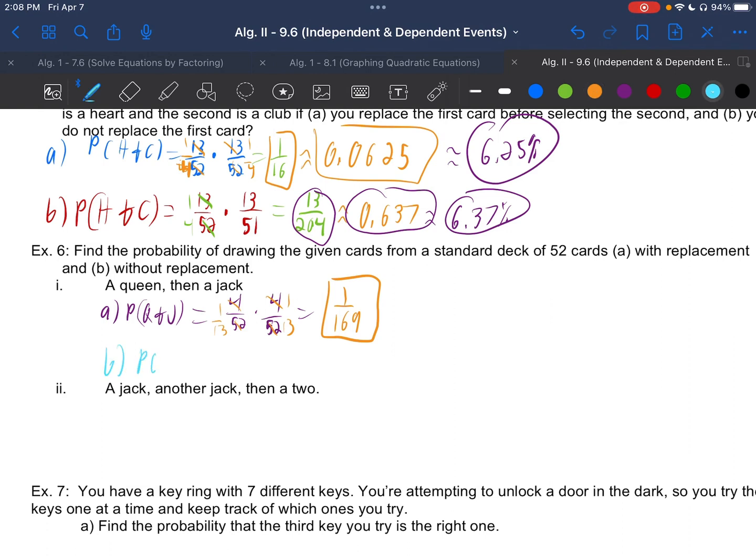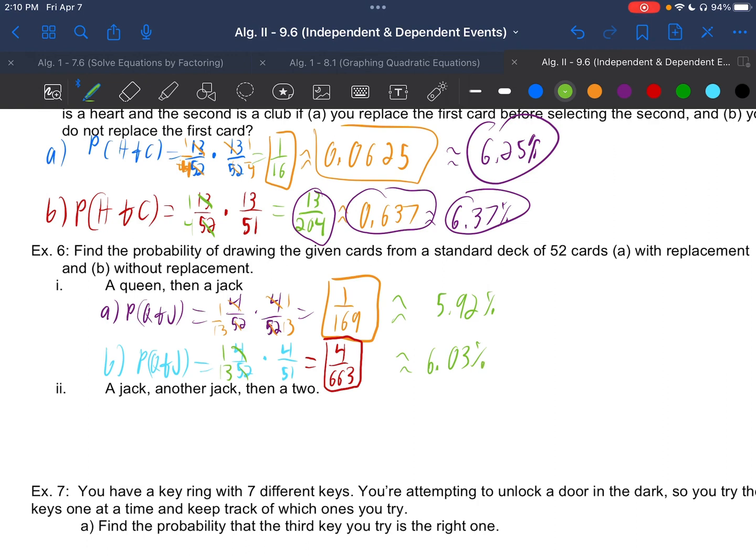Part B, probability that you get a queen and jack, but you're not replacing it this time. So you draw a queen, 4 out of 52, aka 1 out of 13. You take that queen out of the deck. There's still 4 jacks, but now there's only 51 cards. So this reduces to 1 and 13, and we end up getting 4 out of 663. Now it's kind of hard to tell what those are comparatively, so that's why sometimes you might want to put it in percents or decimals. Percentage-wise, this would be approximately 5.92%, or this would be approximately 6.03%, in case you're curious.